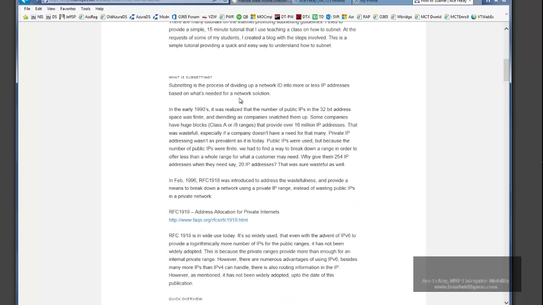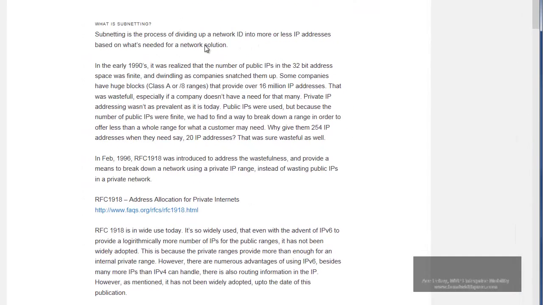Subnetting is the process of dividing up a network ID into more or fewer IP addresses based on what's needed for your network solution. Everybody's requirements are different.